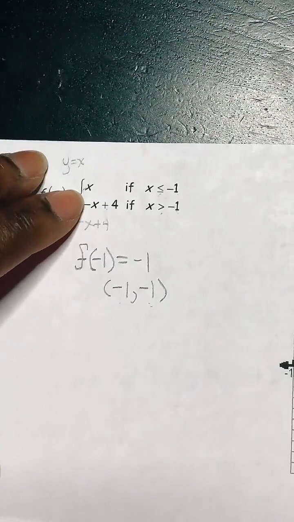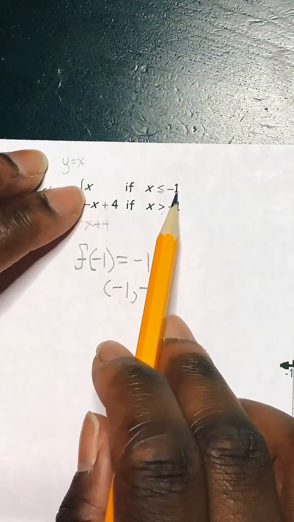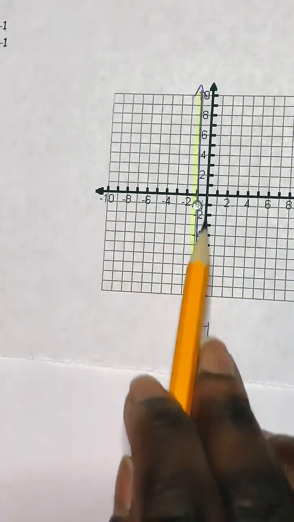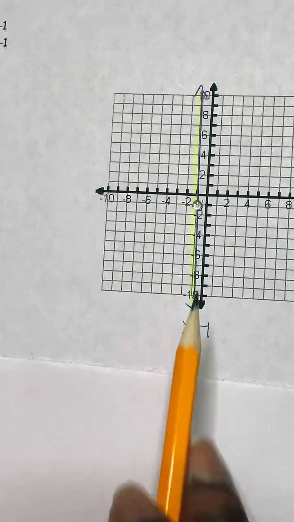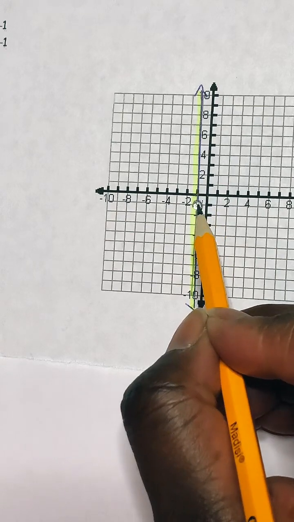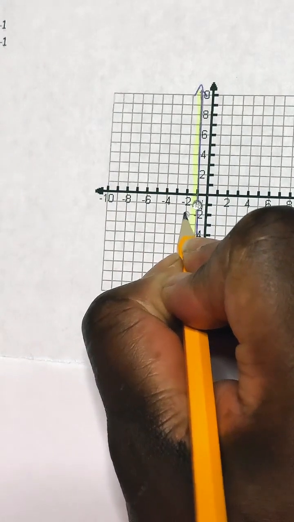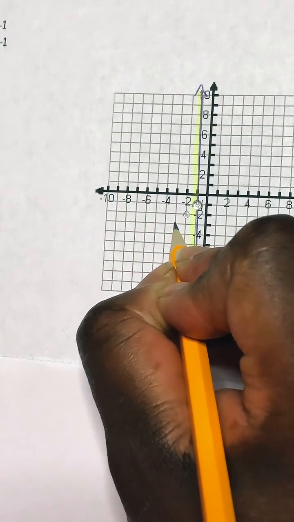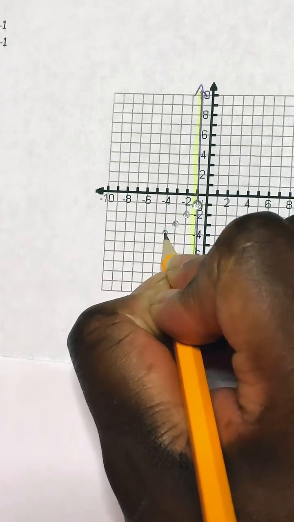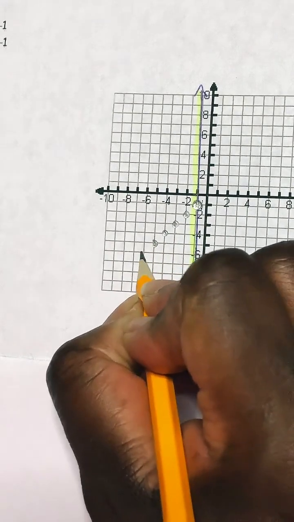But we are supposed to graph when x is less than or equal to -1. So that means I got to graph the left side of this boundary line. So instead of going up 1 to the right 1, I got to go down 1 to the left 1, because a negative divided by a negative will give me my positive slope. So I go down 1 to the left 1, down 1 to the left 1.